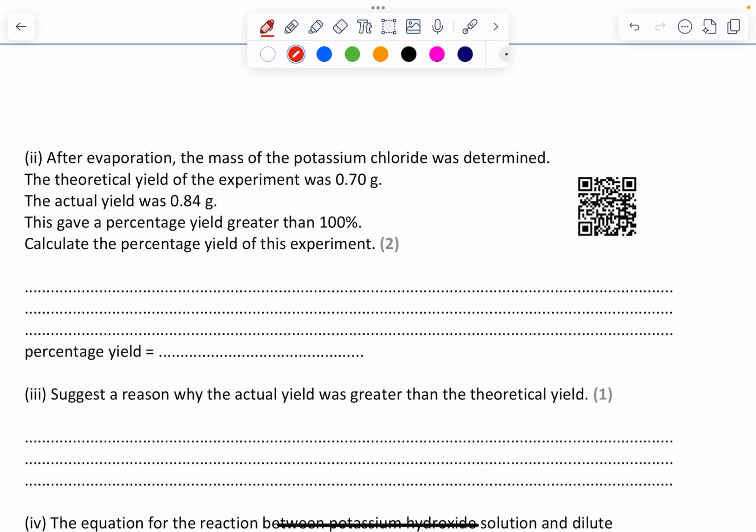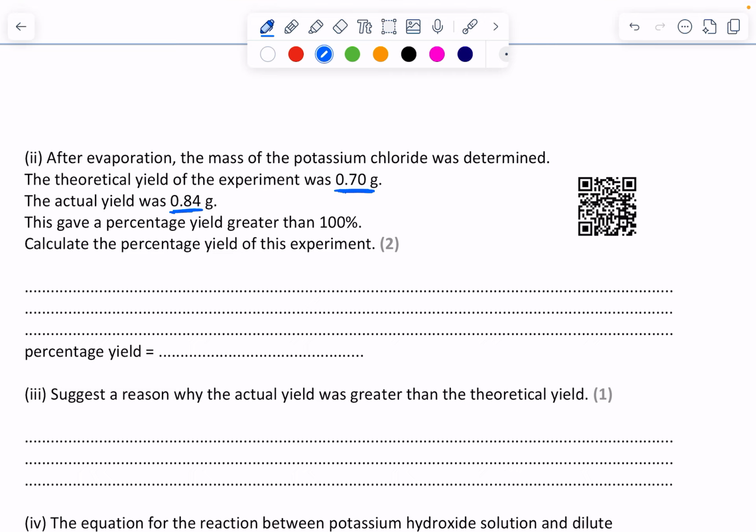Okay, we then got that after evaporation, the mass was determined. The theoretical, so that's what they should have made according to the balanced equation, is 0.7, but they actually made more than that. Now we know they can't make more than that because the law of conservation of mass says mass cannot be created or destroyed. So why would the percentage be greater than 100? This must be because during the evaporation process, it must still be damp, and therefore it's given us more.